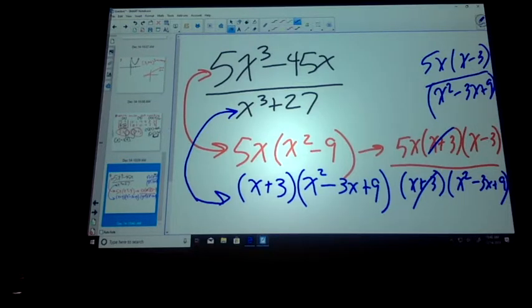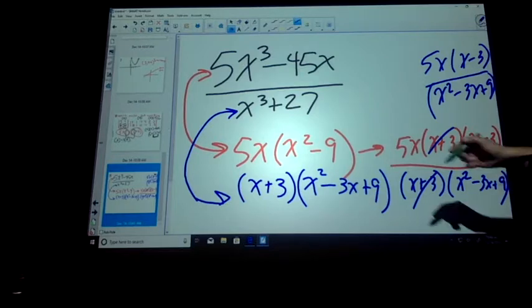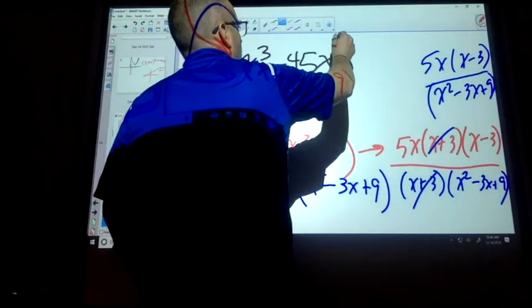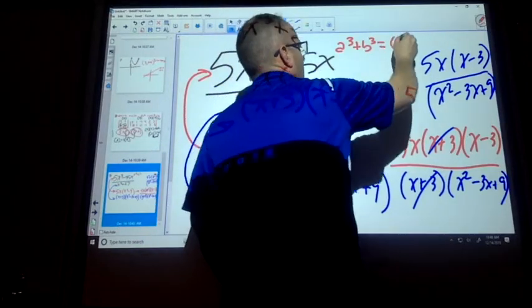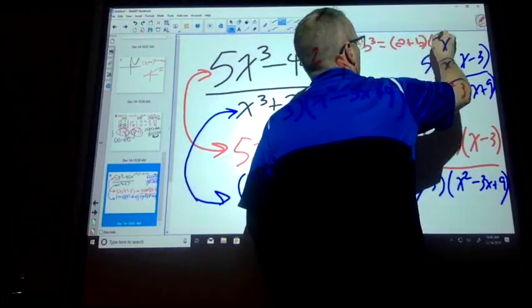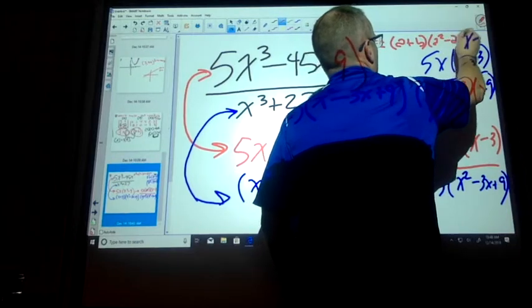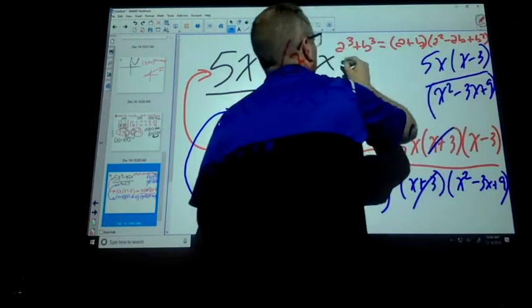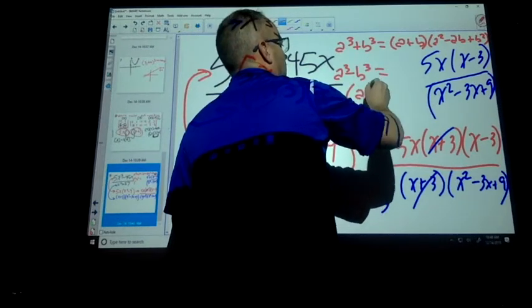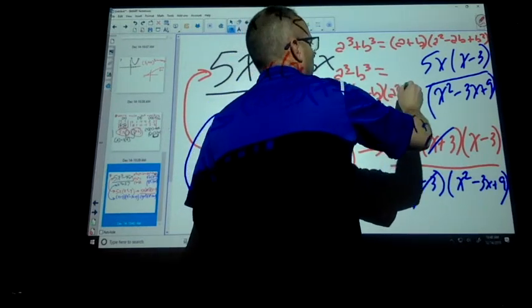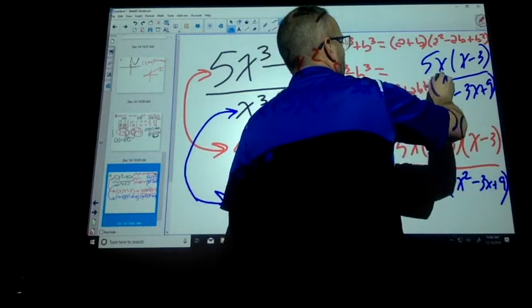Why is what negative? Okay, because if I had the sum of 2 cubes, it's a plus b, a squared minus ab plus b squared. If I have a to the third minus b to the third, I get a minus b, and then a squared plus ab plus b squared.